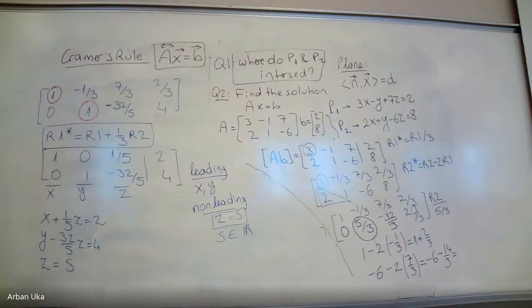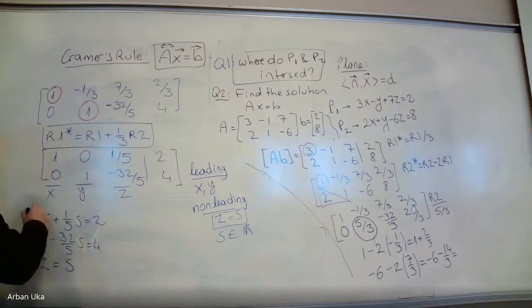z is equal to s. Now, allow me to substitute here s, because z is equal to s. It's a free variable, okay? So it's good to write every solution in terms of s.